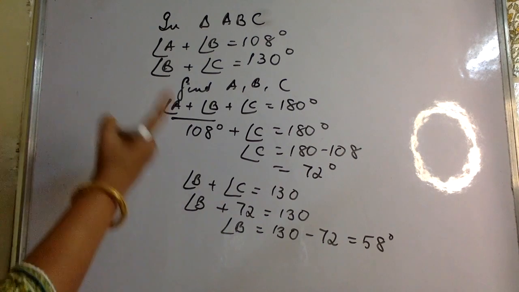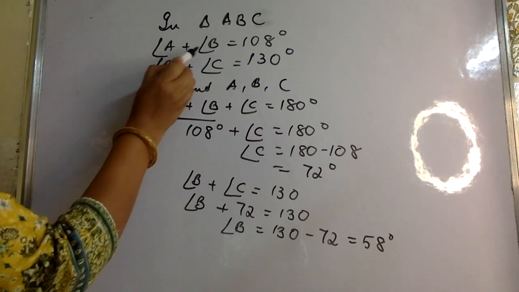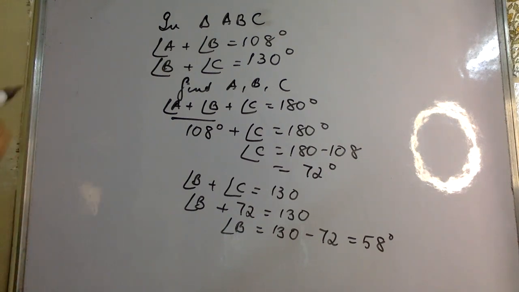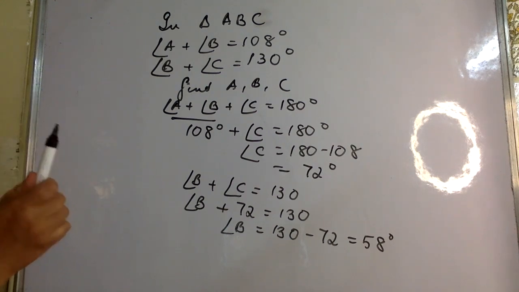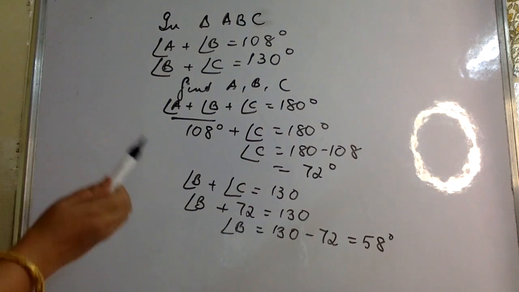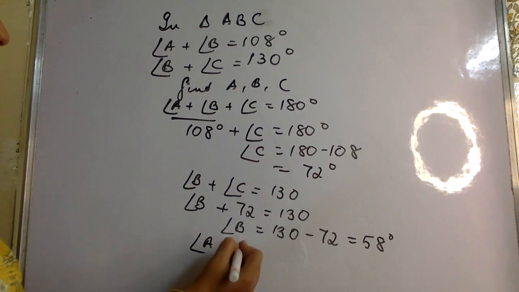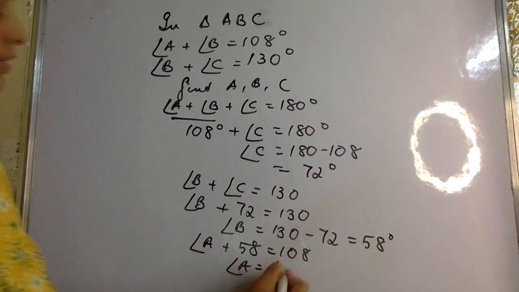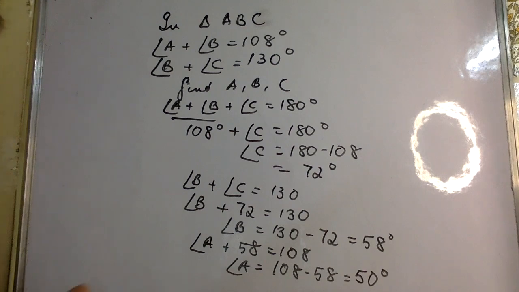Now what is remaining is angle A and I have this equation. So here if I have to find A, I can't substitute B here, but I'll have to substitute B here so that I can get my A. Remember, in any linear equation there can be only one unknown for you to find the value of it. If there are more than one unknowns, you will not be able to find the value of the particular variable. So here I'll substitute now. So angle A plus 58 is equal to 108. Angle A is equal to 108 minus 58, which is equal to 50 degrees.